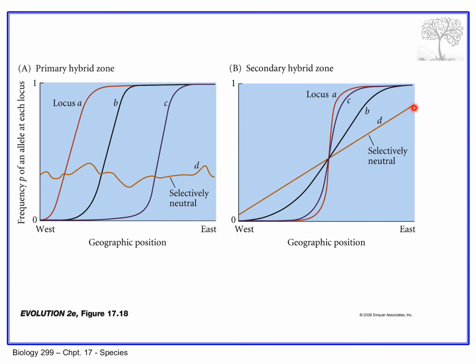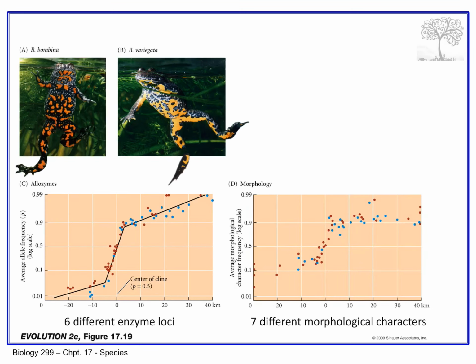Now, a selectively neutral allele might have been higher to begin with on the east side and lower to begin with on the west side, and so you might see a cline in that one, but it's not going to be nearly as sharp as these alleles that are under selection pressure. Okay, so do we see any evidence of this in nature? Yes, actually, we do. There are a lot of cases where this has been documented.